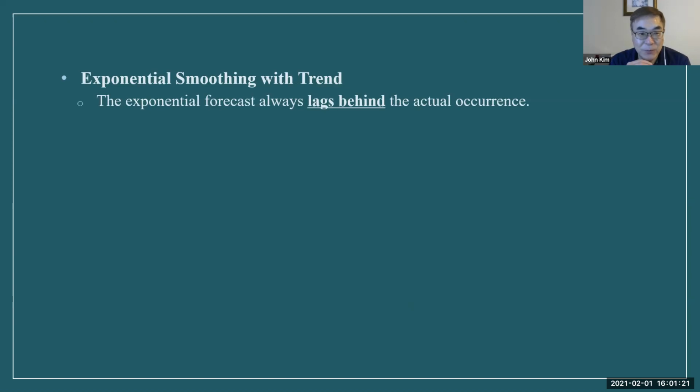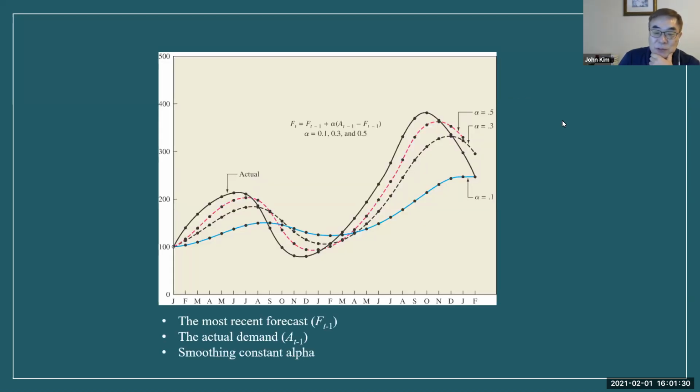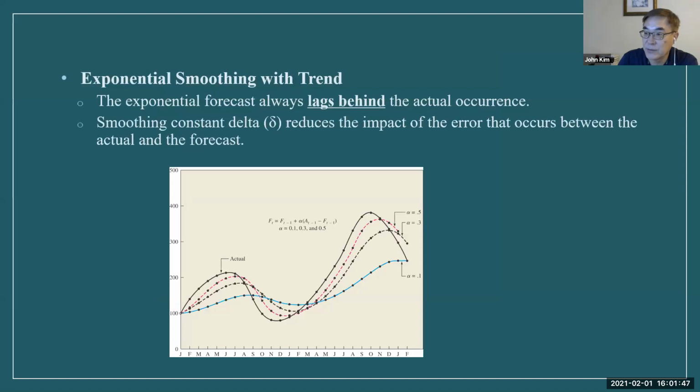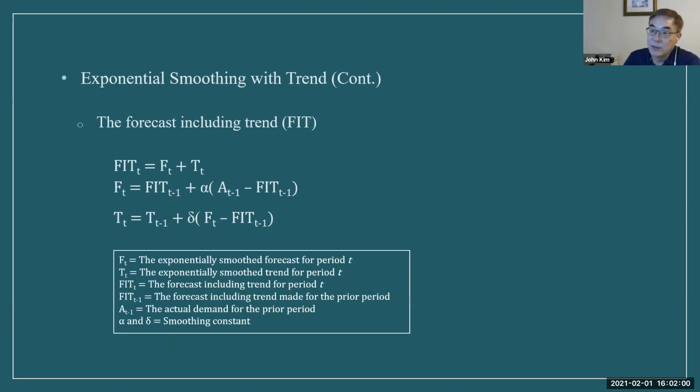Last week, we stopped here, exponential smoothing with trend. The problem when we use exponential smoothing is lagging behind. So using one more smoothing constant, delta, offsets the error, the lagging behind. So using the formula, forecast including trend, FIT. Forecast including trend, term T, equals forecast, term T, plus trend, term T.